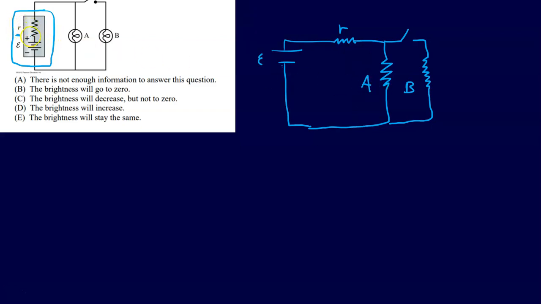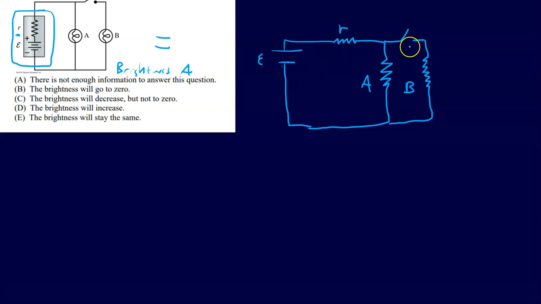Now we sort of put this all together in here, but the equivalent to this thing is equal to this over here. So we have our battery, we have our two light bulbs in parallel with each other, and then I'll just put the resistance of the battery over here. And the question is, when I close this switch, what happens to the brightness of A? These choices here are about the brightness of A once you close the switch.